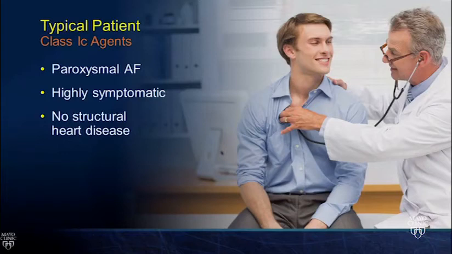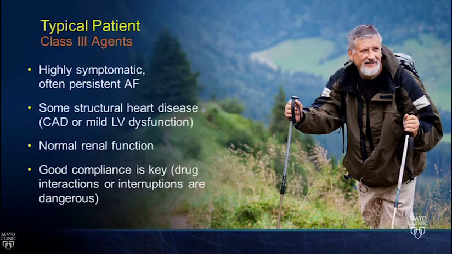So thinking about patients, it's good to anchor the particular drugs to a particular phenotype. A typical class 1C patient is somebody who is highly symptomatic, young, who has paroxysmal atrial fibrillation, structurally normal heart. You can either use flecainide or propafenone as a pill in the pocket, or even as a maintenance regimen. Now, class 3 drugs are for an older patient who has symptomatic atrial fibrillation, some degree of LV dysfunction, coronary artery disease, but normal renal function.